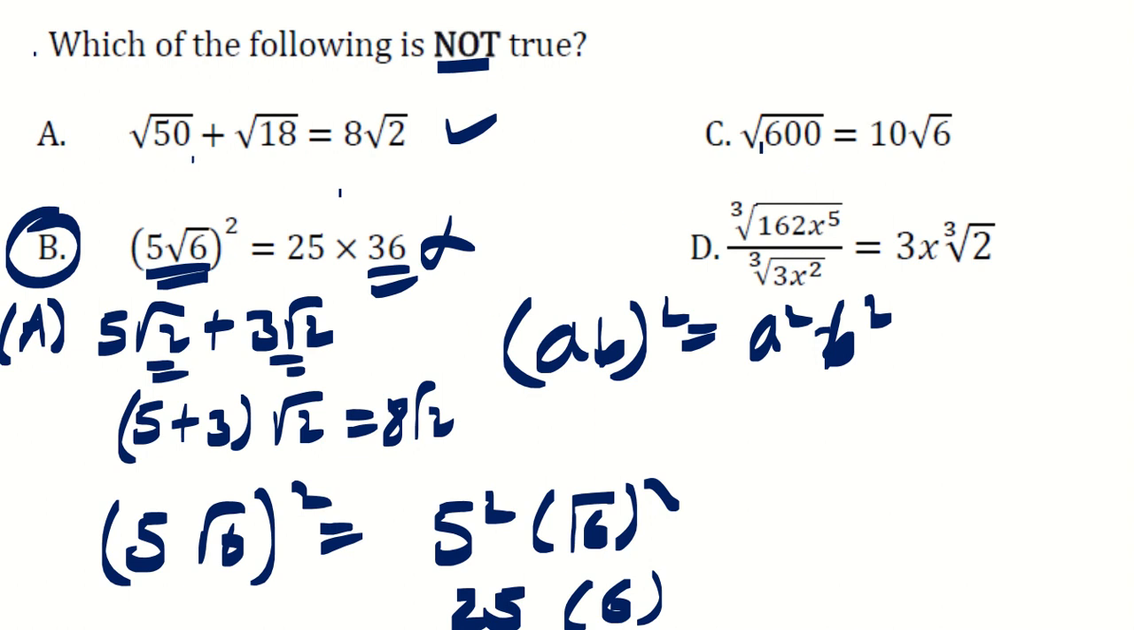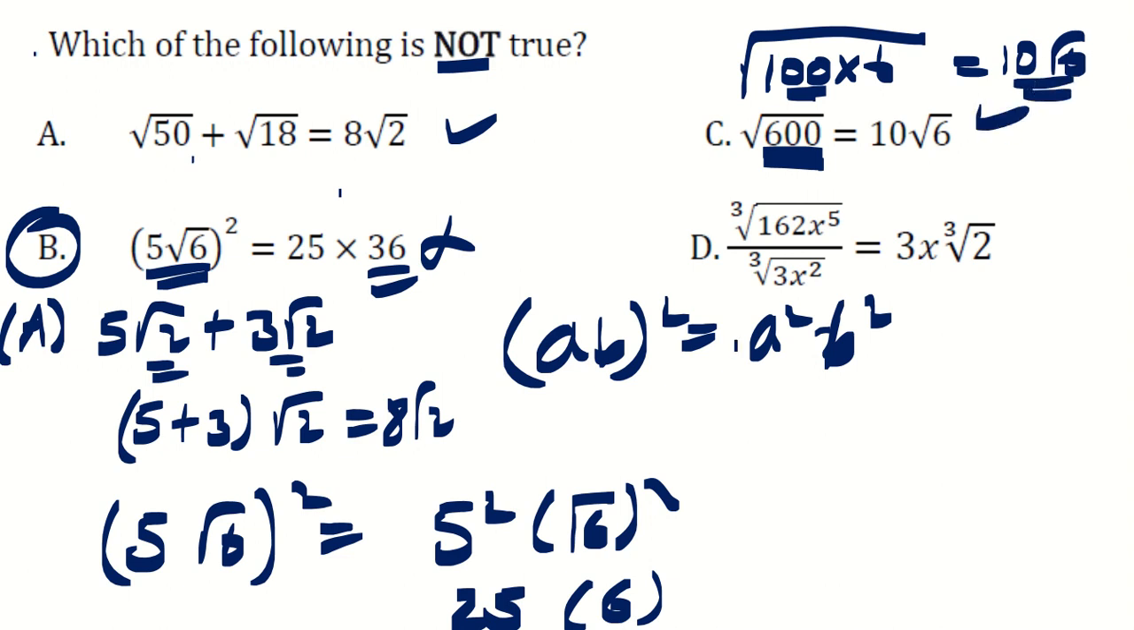We can check the other. Radical 600 means it's 100 times 6. We can write it as radical 600, and then 100 from the square root, a perfect square number, will be 10. 10 root 6 should be correct.